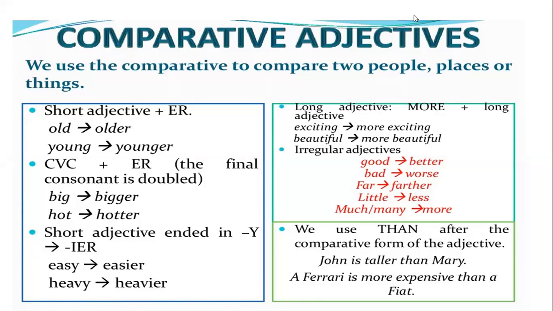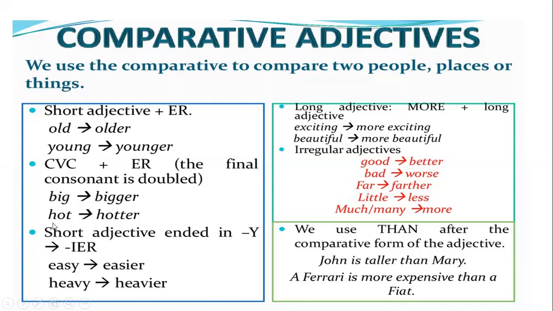The adjective starts being a short word, for example, old. So in order to compare, I have to add the ER and say older. Young is the normal adjective, but when I use it as a comparative, I add ER and say younger, right? So when we have consonant, vowel, consonant, CVC, plus ER, the final consonant is doubled.